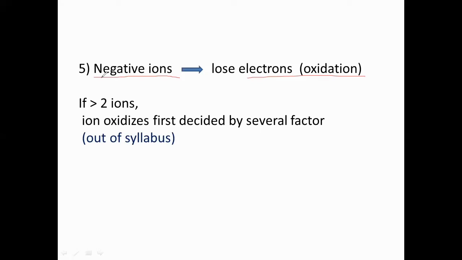The fifth convention, the negative ions in the solutions or liquids migrate towards the positive electrode, lose electrons, and undergo oxidation. If there are more than two negative ions in the solution, which ion oxidizes first is decided by several factors.